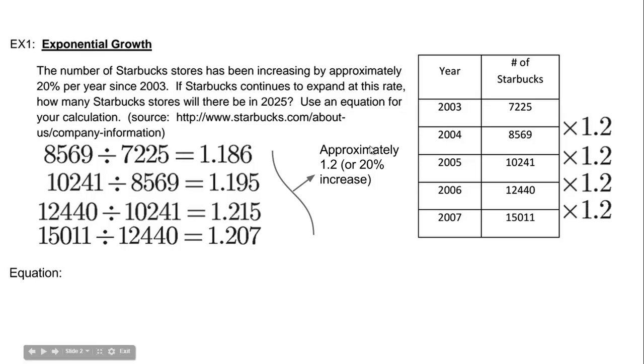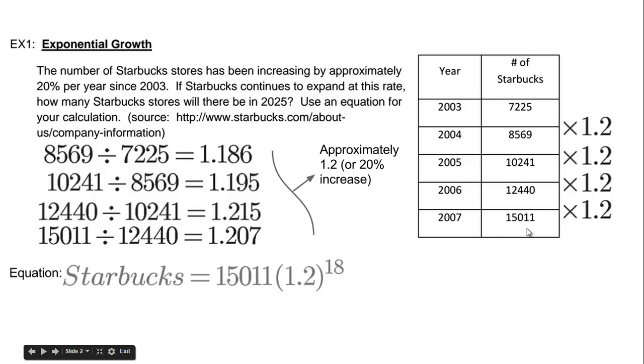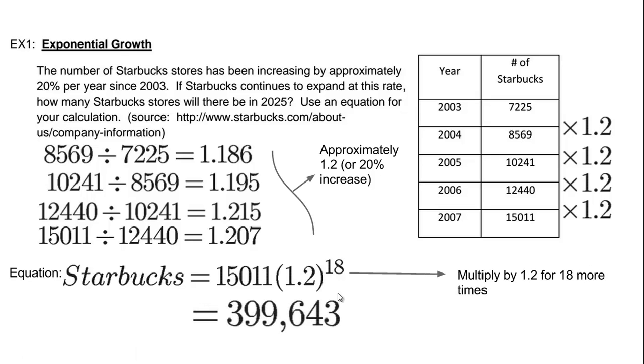For accuracy, though, instead of starting with 7,225, because these numbers have already happened, we're actually going to start with the 15,000 number. And we're going to multiply by 1.2 the number of years left till 2025. So we're going to do this for 18 more years. If we multiply 1.2 out 18 more times, we use an exponent for that, and we get an answer of 399,643. Be curious to see what happened and how many Starbucks there actually are in the year, say, 2015.